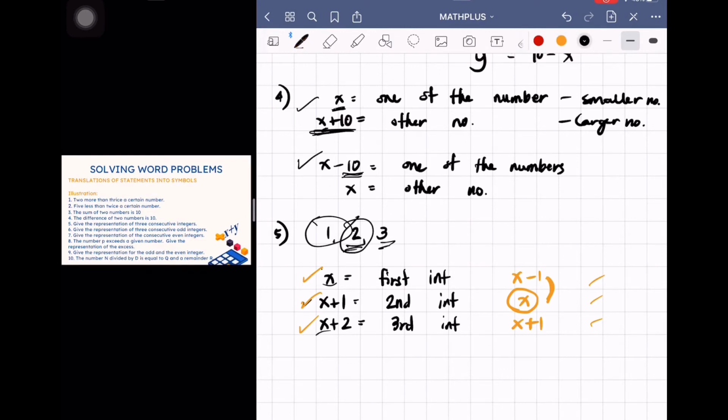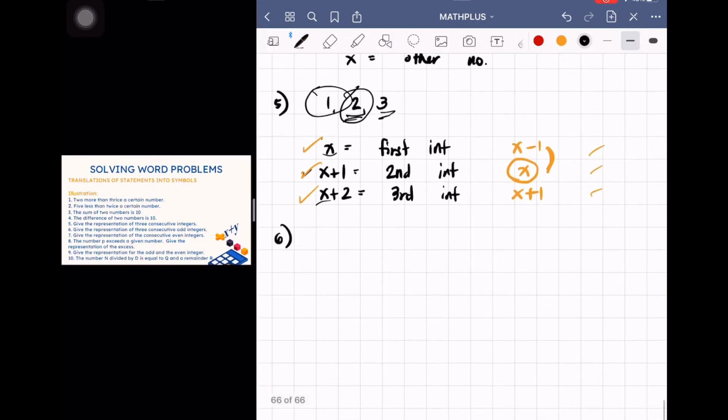Number 6. Give the representation of 3 consecutive odd integers. Okay? So, for 3 consecutive odd integers, alam naman natin ang difference of odd numbers is 2. So, ibig sabihin, x could be the first number, x plus 2 could be the second number, and then, x plus 4 could be the third number.